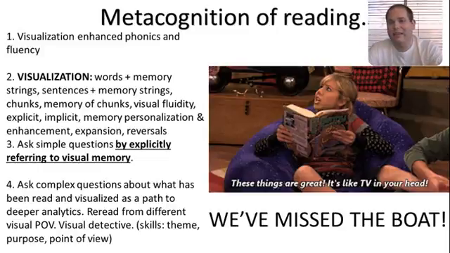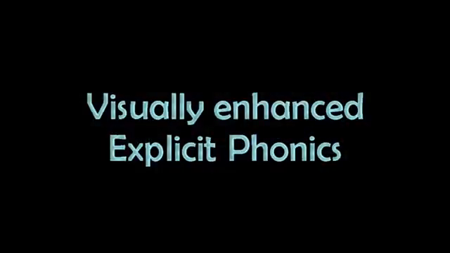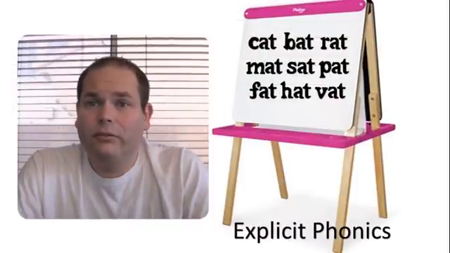But that's the key. The key is to work on students' visual memories. And there are many ways to do that, and I'm going to go through those now. So let me take you way back to kindergarten and CVC words and explicit phonics. That's one of the wonderful new skills I've learned in an elementary school: how to teach kids basic phonemic awareness and fluency skills.